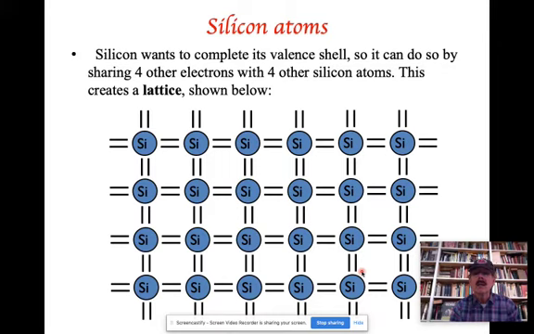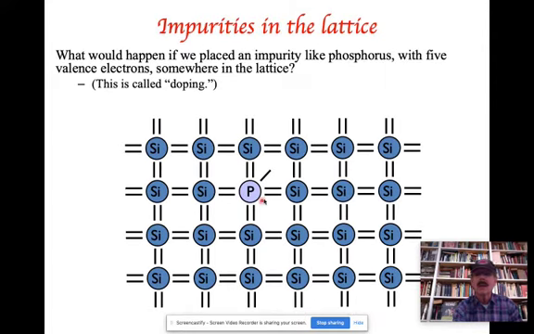Okay, so the question arises, what would happen if we plopped an impurity into the middle of this lattice? And I might add, doing that is called doping. So if we use, say, phosphorus, which has 5 valence electrons, what you'd end up with would be something like this. And what's interesting about this is these 8 electrons that you have here, they're all nestled nicely in the outer shell of the silicon atom.